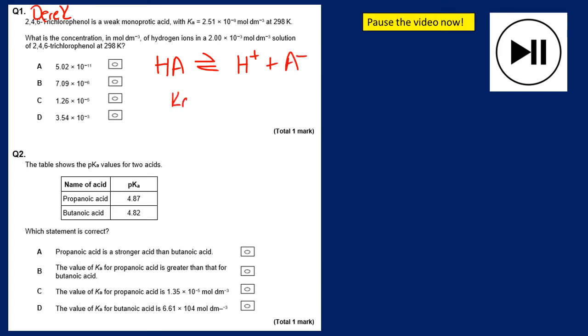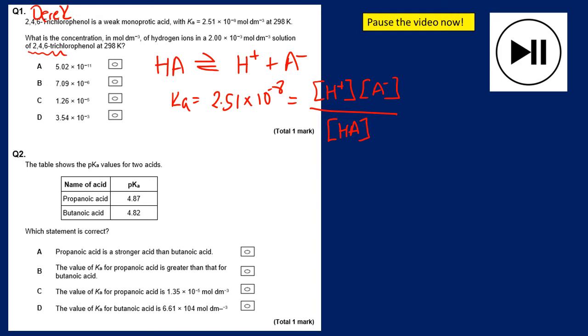And we're told that the Ka value is 2.51 times 10 to the minus 8. So it's very, very weak. And we know that that is equal to H plus multiplied by A minus divided by HA. We're given the concentration of Derek. It's 2 times 10 to the minus 3. And we know that H plus and A minus will have the same concentration because they dissociate in a 1-to-1 ratio. That will always be the case. We'll only ever look at weak monoprotic acids.